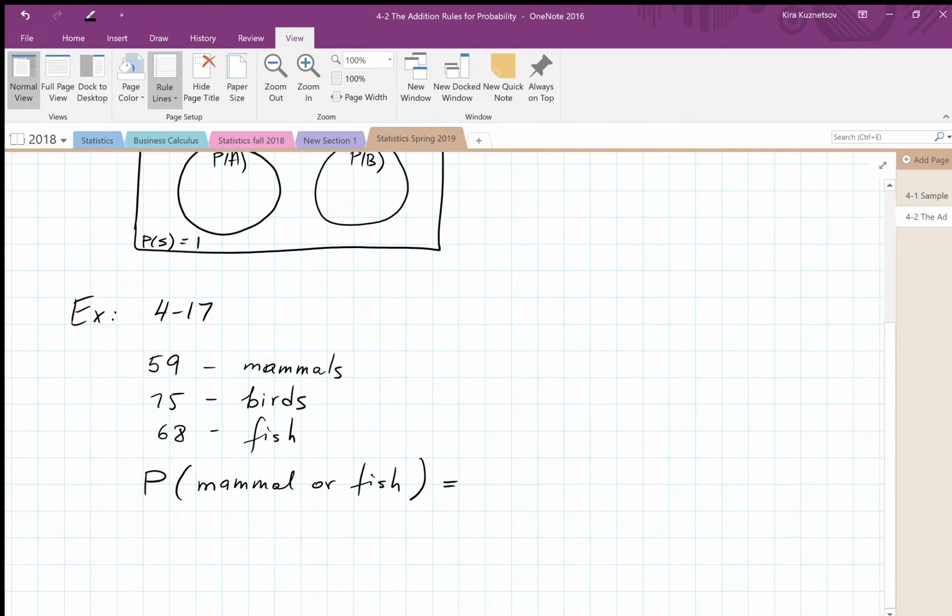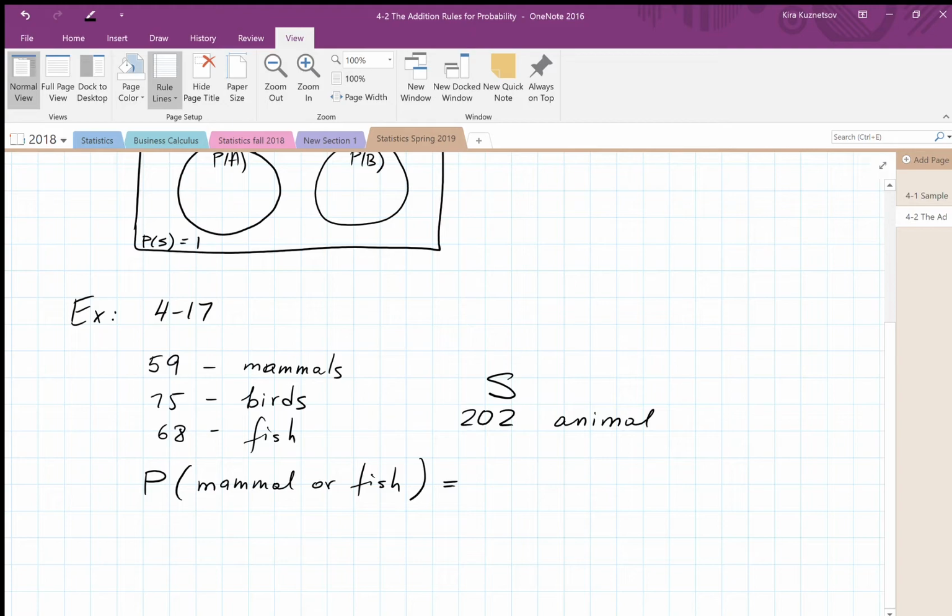Now, in order for me to find the number in my sample space, I just take out my calculator and figure out how many of the events I have. How many animals am I talking about? So I take 59 plus 75 plus 68. I end up with 202 endangered animals. This is my sample space.